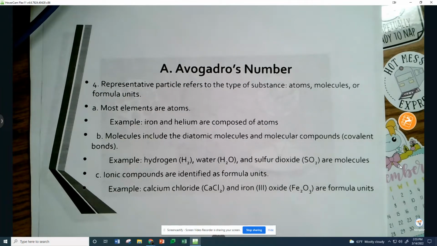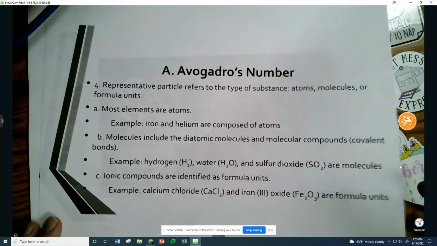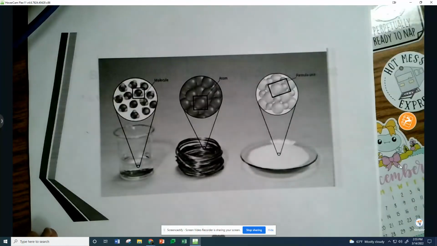Other things that are also referred to as a molecule include water and sulfur dioxide. They are all held together with covalent bonds. They are all non-metals. The other type of compound that we discussed earlier this year are things that are ionic, and we count them in a particle called a formula unit. So we have calcium chloride, iron 3 oxide. Those are all counted as formula units because they are held together through an ionic bond.